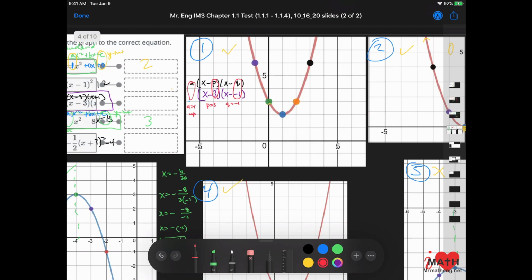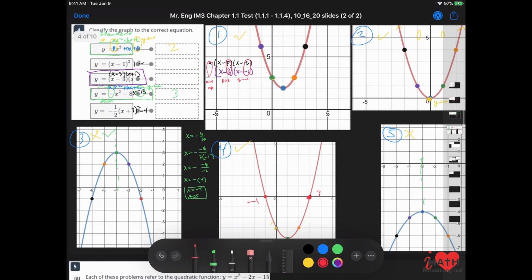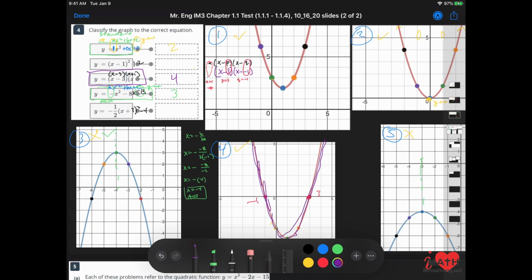Okay, so which one goes through 3, negative 1? There is your 3, there is your negative 1, and it opens up. So 4 is the one in purple. Okay, this is our purple graph. Why? Because it crosses 3, negative 1, which is right there. That's our work for it.